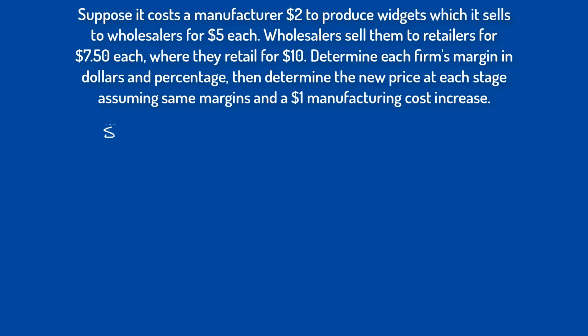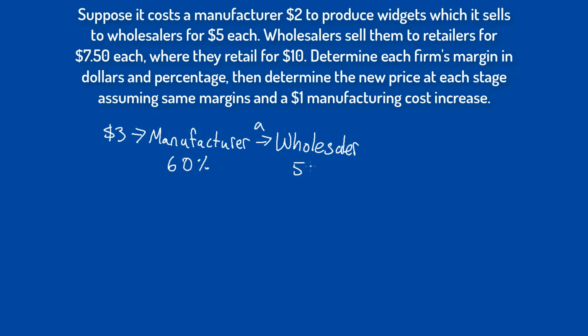Now, using the margins we just determined, we will draw another supply chain, but now beginning with an initial cost of production of $3, leading to a 60% manufacturer margin with a price of A, 50% wholesaler margin leading to a price of B, and 25% retailer margin leading to a price of C.